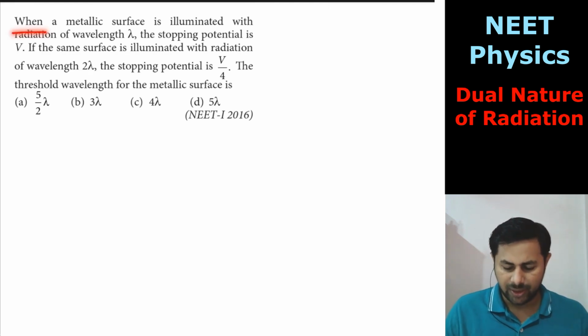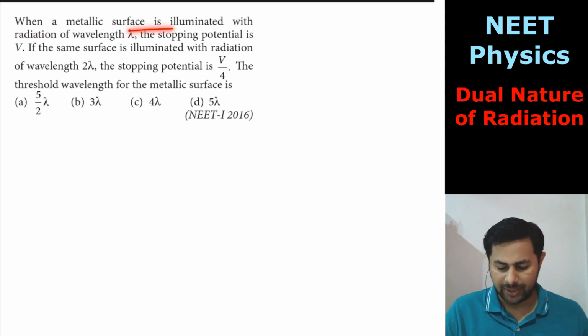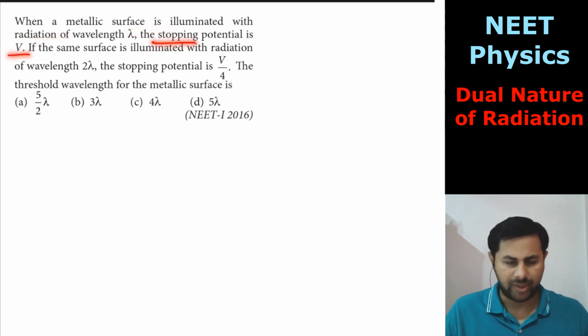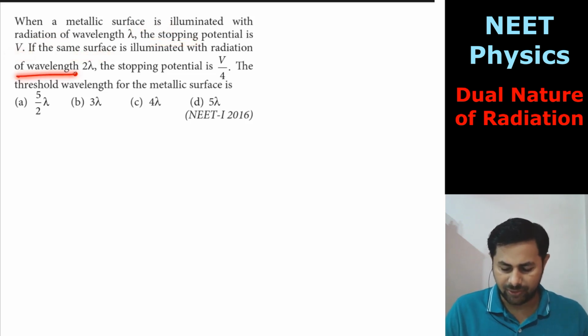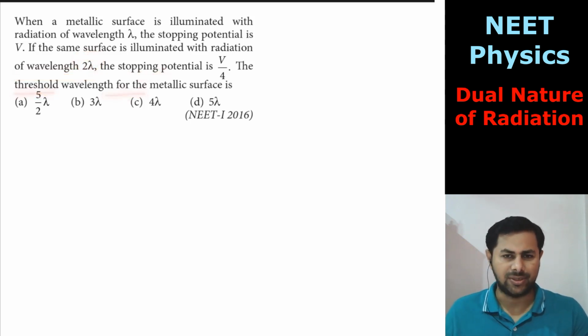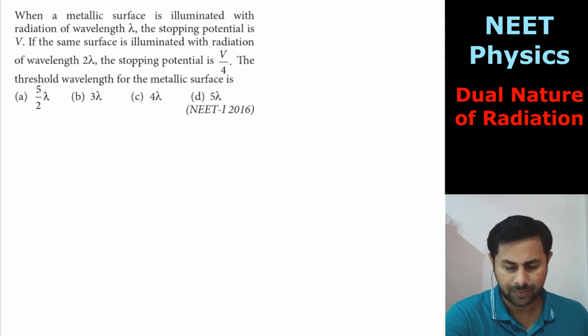Let's see this one. When a metallic surface is illuminated with radiation of wavelength lambda, the stopping potential is V. If the same surface is illuminated with radiation of wavelength 2 lambda, the stopping potential is V by 4. The threshold wavelength of the metallic surface is. So the problem is simple, right? Alright, tell me.